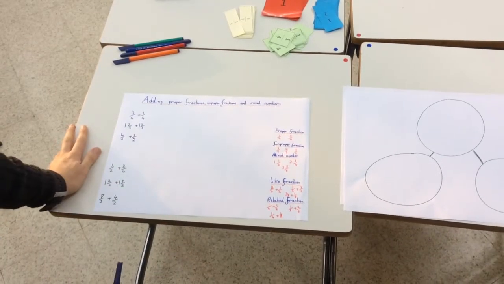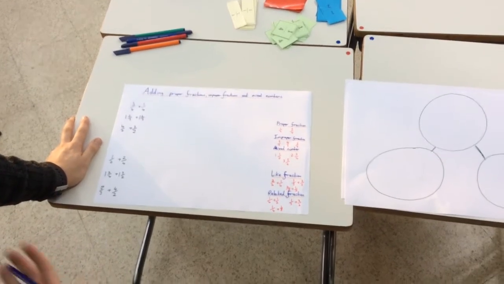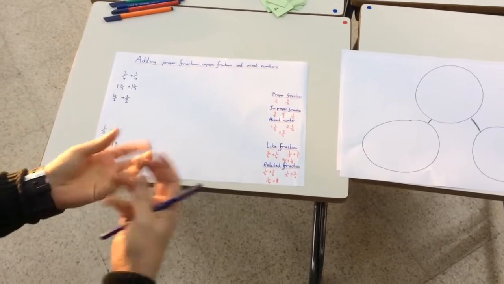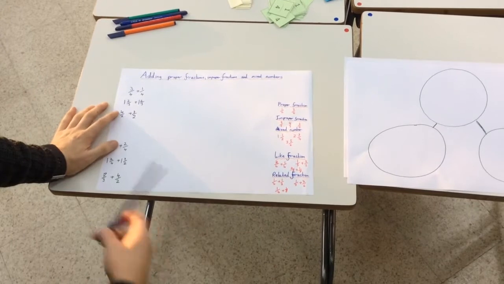So now what we're going to look at is how to add fractions. Now fractions are a really hard thing to add. So we're going to be using a manipulative. A manipulative is something you can hold and you can use to help you. So we'll look at that in a second, but first let's look at what we're doing.